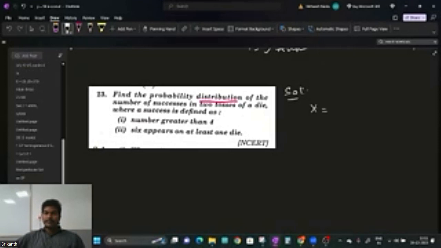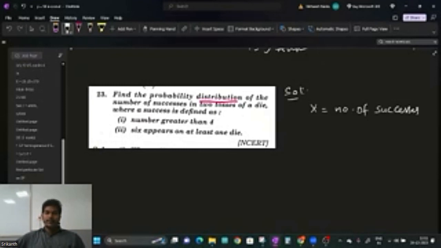Write down X is equal to number of successes in 2 tosses of a die. How many times are they doing this? 2 times they are doing it. They are tossing the die twice.